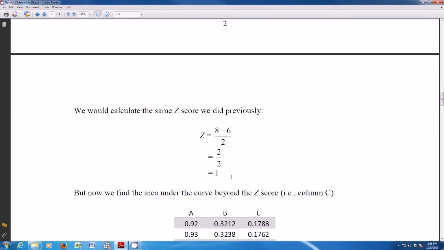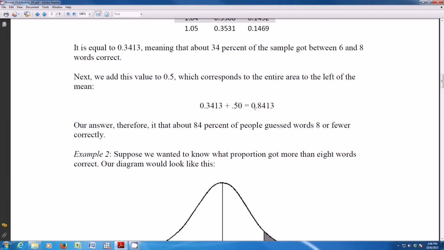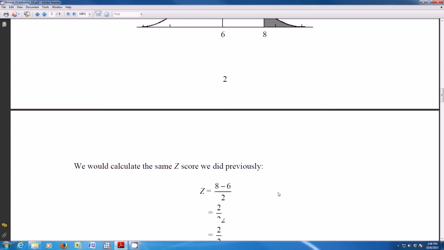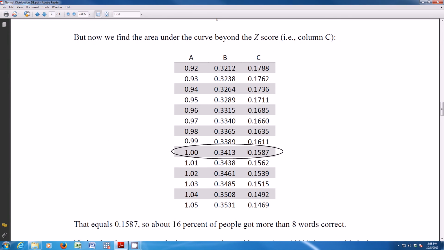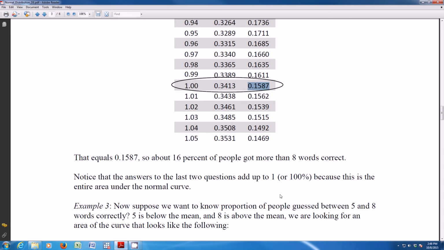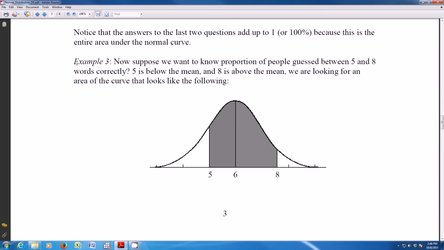Notice that if we take the area from the first question, 0.84, and add it to the area of the second question, 0.158, that comes out to a value of 1, or 100% of the area under the normal curve, because these two are basically complements. Okay, let's move on to a third example.